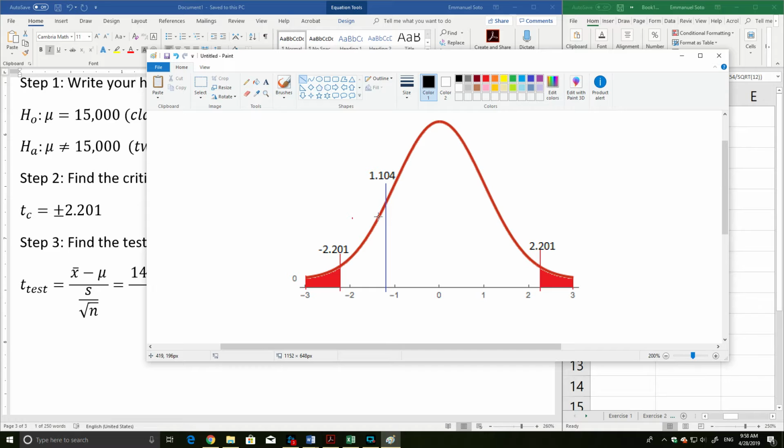So since this 1.104 is not in the rejection region, this means that we do not reject the null hypothesis. So we fail to reject here. If this were located inside the rejection region, we would reject.